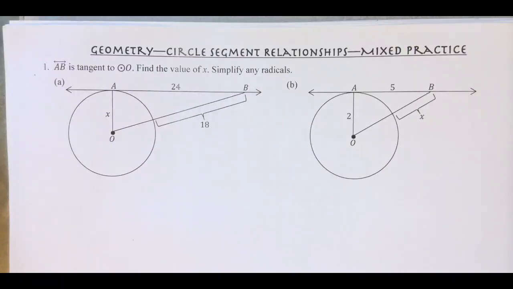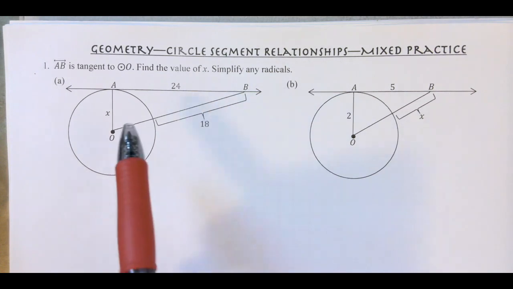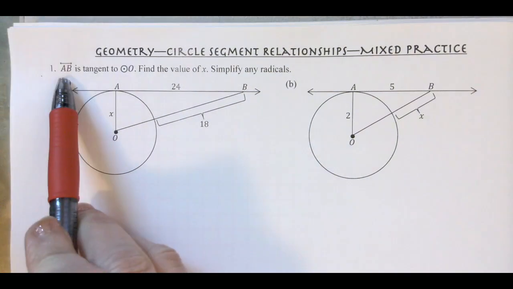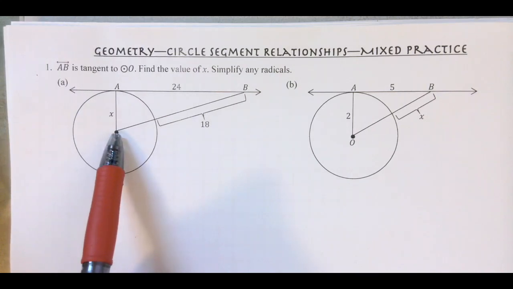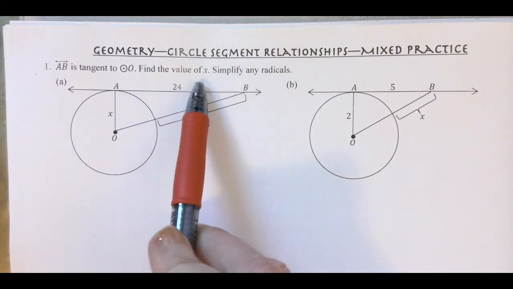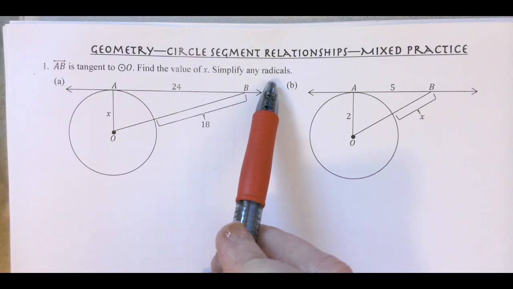All right, today we're taking on just a mixed practice with all of the different segment relationships inside of circles. So first up, I'm telling you that line AB is tangent to circle O. O is the center of the circle. Find X, simplify any radicals.